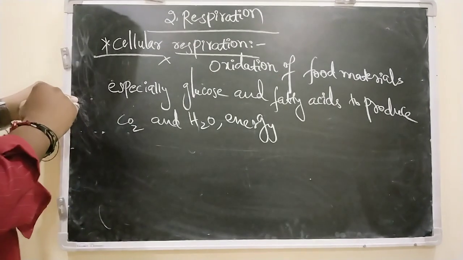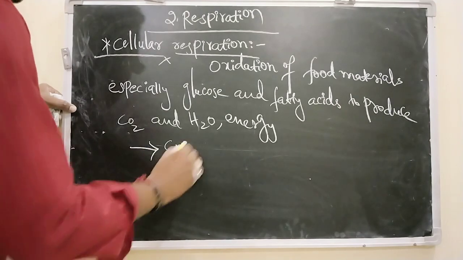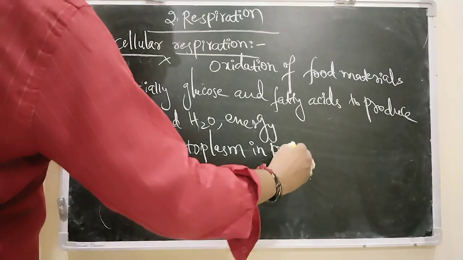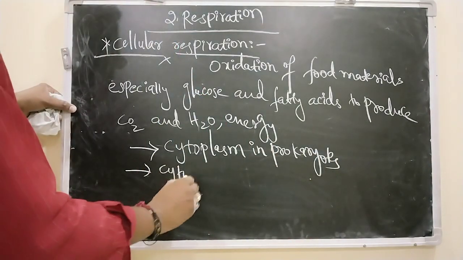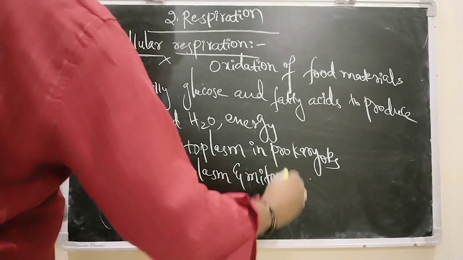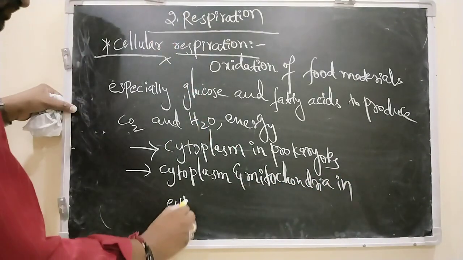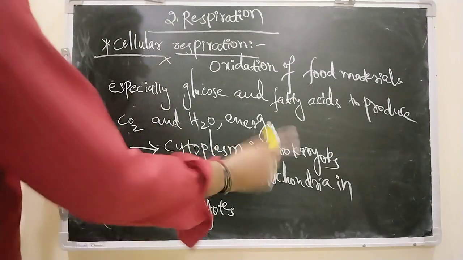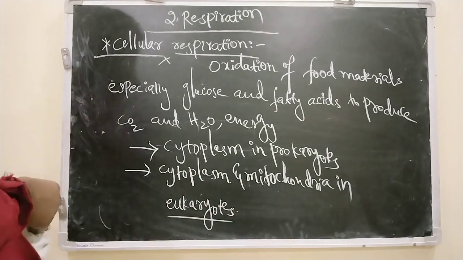cellular respiration. Generally, respiration occurs in cytoplasm in case of prokaryotes, whereas respiration occurs in both cytoplasm and mitochondria in eukaryotes. So, respiration occurs in cytoplasm in prokaryotes. Both cytoplasm and mitochondria, the respiration occurs in case of eukaryotes.